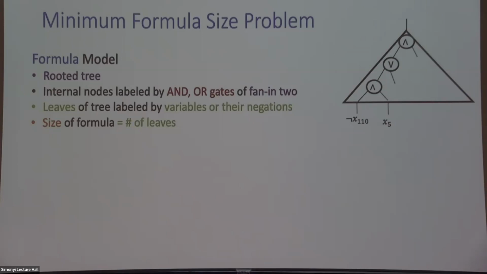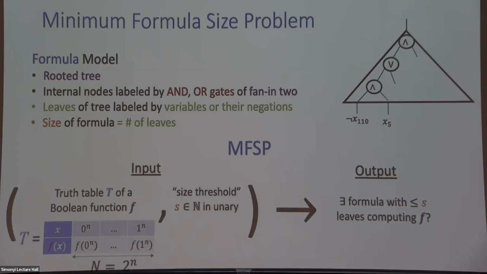Okay, cool. And then recall our definition of the minimum formula size problem is, you're given this really long description of your input function. You're given some size threshold, maybe it's unary, it actually doesn't really matter. And then the output is, is there at most S leaves computing F? Before I defined it in terms of gates or wires, but for formulas, traditionally you define in terms of leaves. Any questions about the definition of the problem or the model?